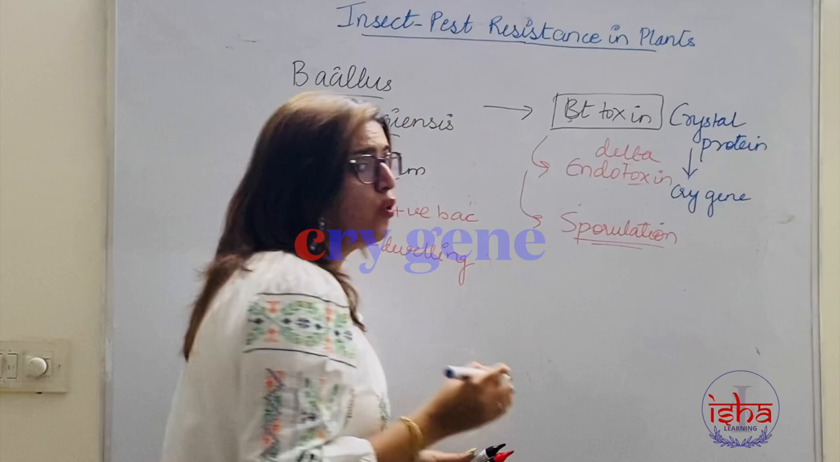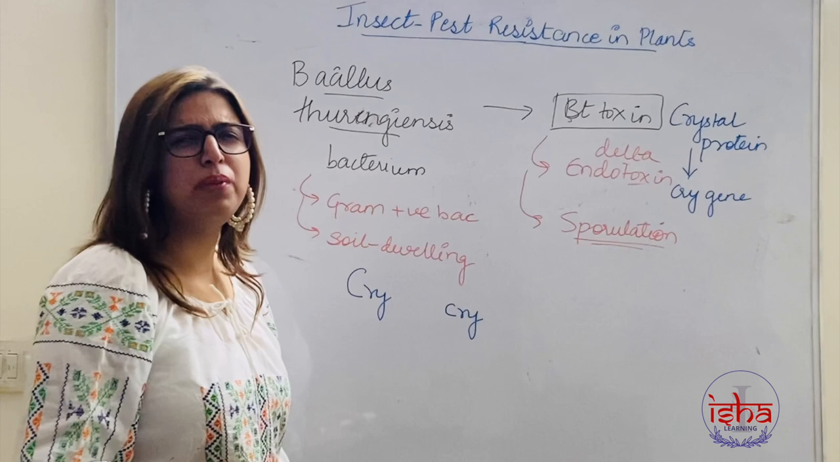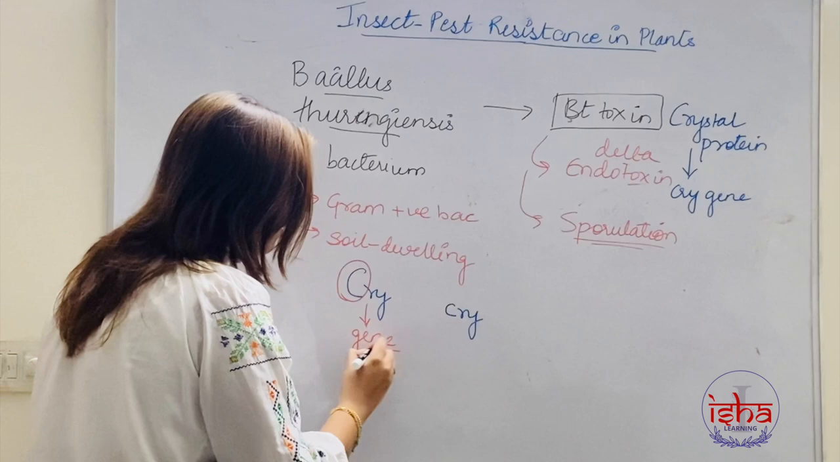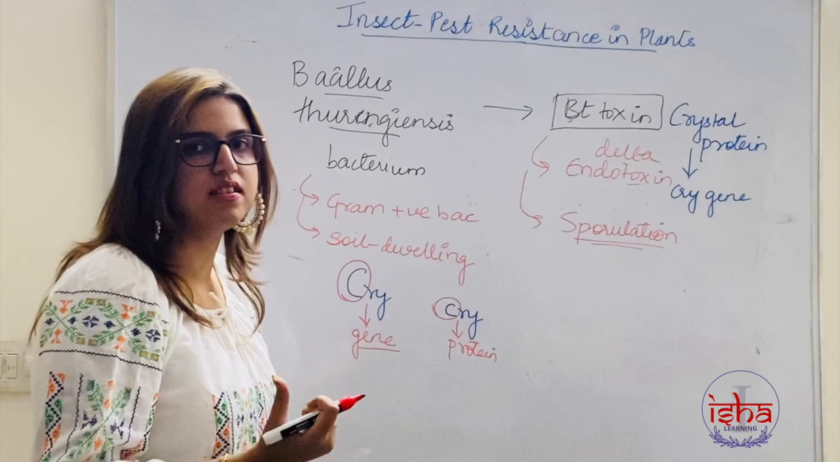What you need to note very carefully is the difference between the capital C R Y and the small c r y. It's a big mistake that students make and you need to know. See, this capital C R Y is the gene. It is the gene for the crystal protein. And the small c r y is the protein itself. Cry comes from the word crystal. So the capital C is the gene, whereas the small c is the protein.